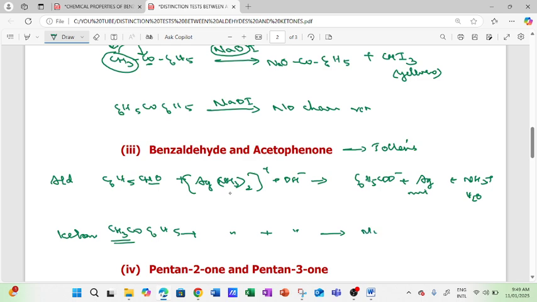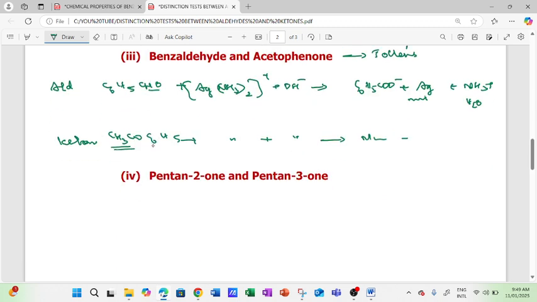Got it? Now pentan-2-one and pentan-3-one. First, to understand the structure. Pentan-2-one is CH3CH2CH2COCH3. This is 2-one. And 3-one is CH3CH2COCH2CH3. You see this? The first one has a methyl group attached directly to the CO. But the second one, it's not directly attached, so the second one will not give the iodoform test.